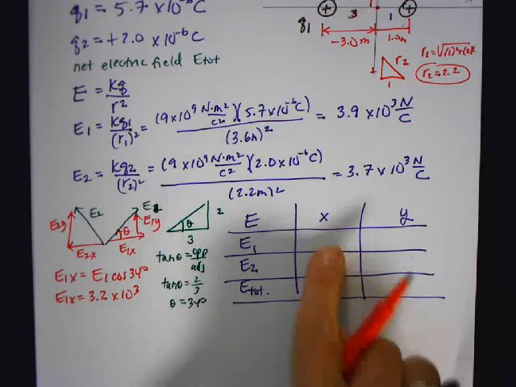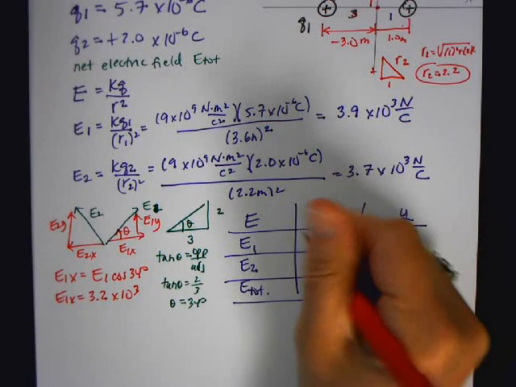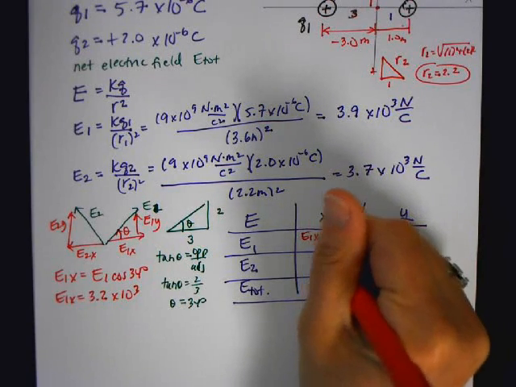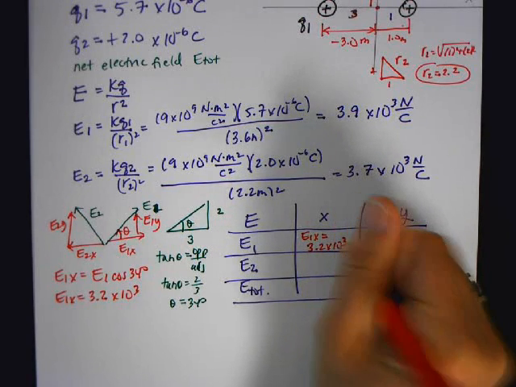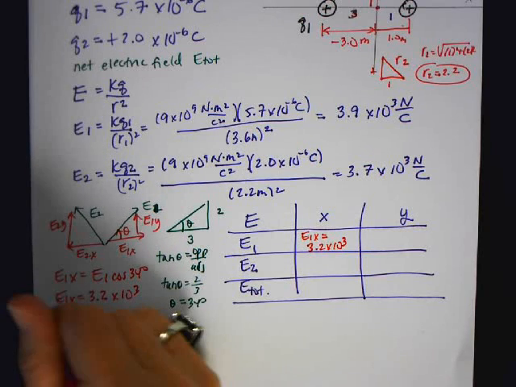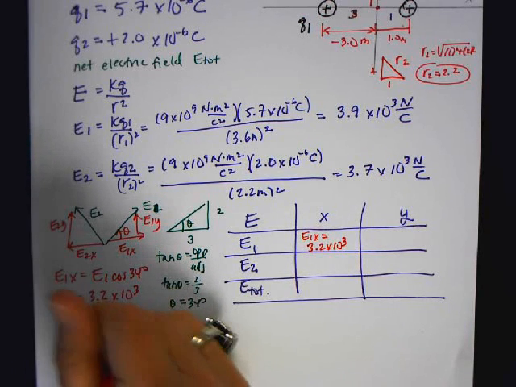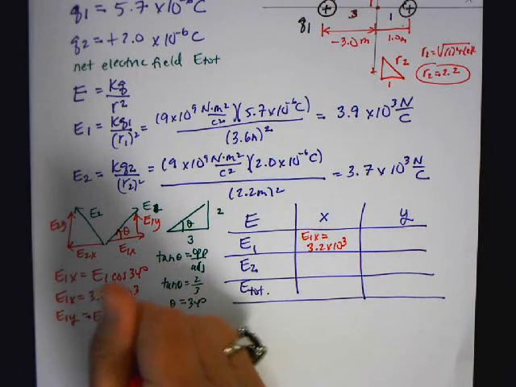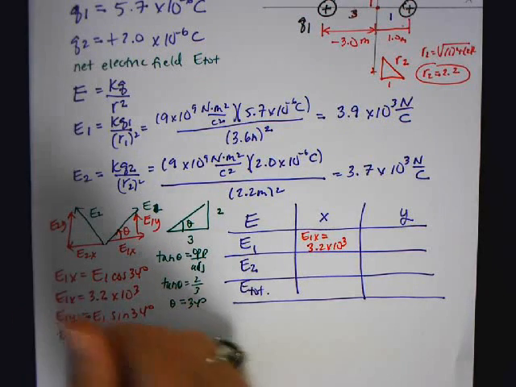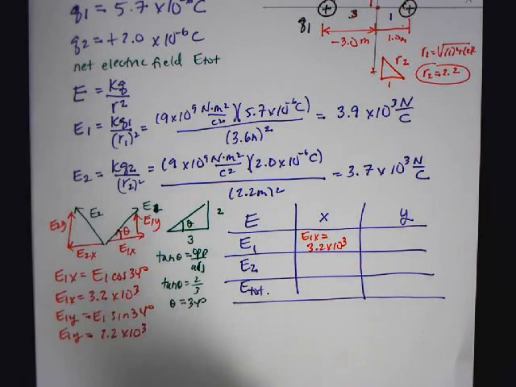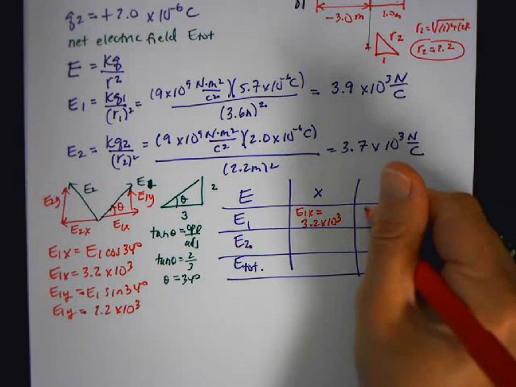So now I would put that in here. So E1x. Then I would do the same thing. E1y is equal to E1 times the sine of 34. So E1y is equal to 2.2 times 10 to the third. So then I would put that in my chart.